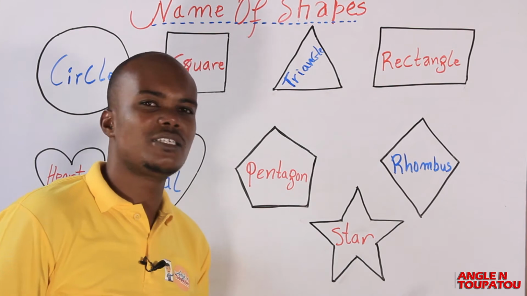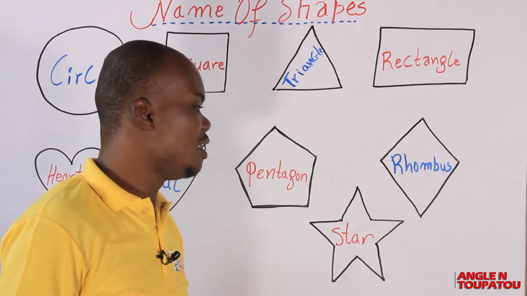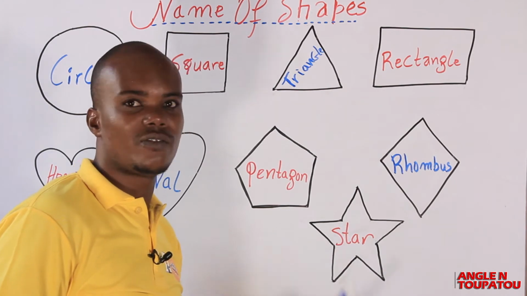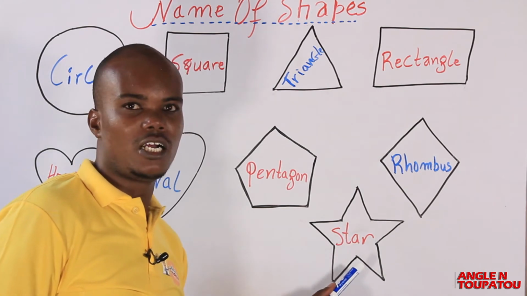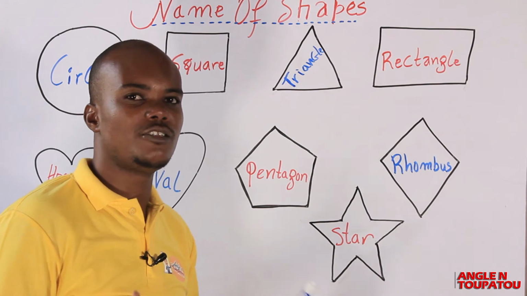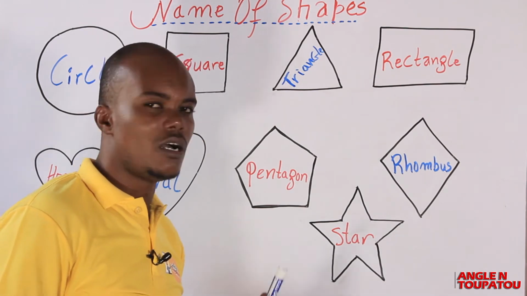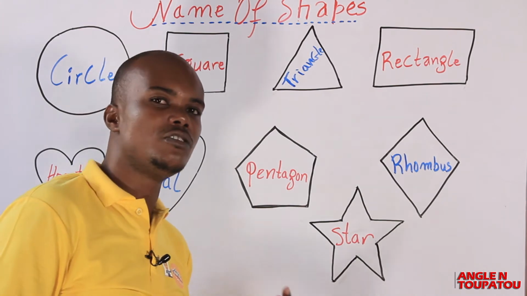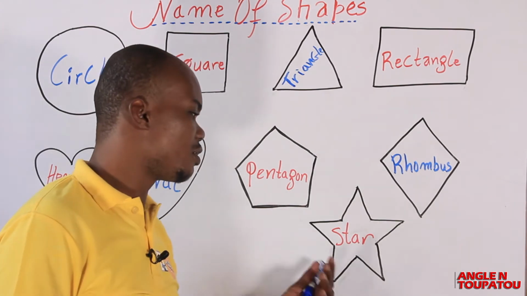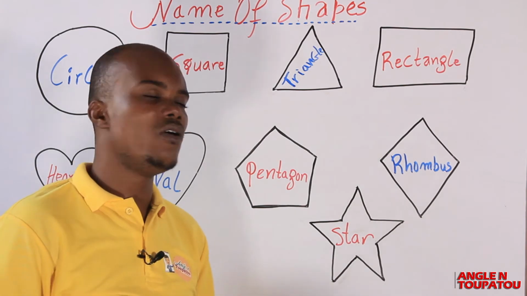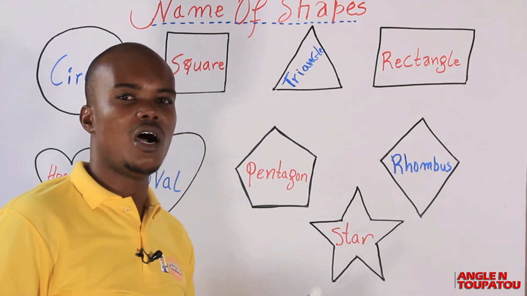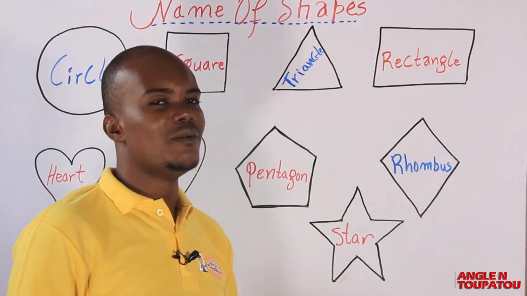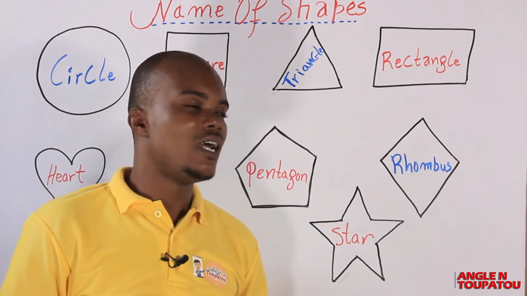And here is a star. 1, 2, 3, 4, 5. A star. Star means étoile. Si wap desine une étoile ou di, I am going to trace or to draw a star. Mwen dessiner yon étoile. I am going to draw a star. I am going to draw a rhombus.